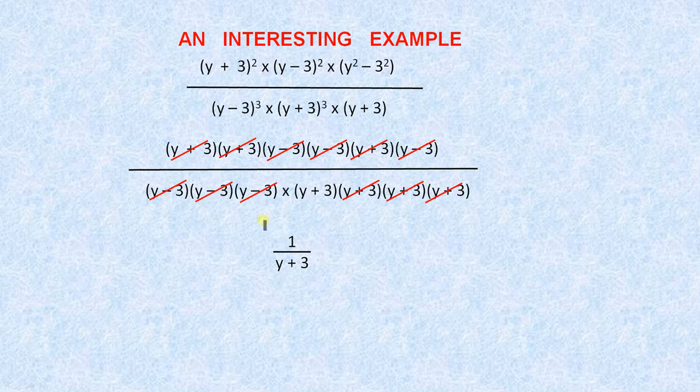So, from the numerator, we cancel 1, 2, 3 of the y plus 3's. And in the denominator, 1, 2, 3 of the y plus 3's. Back to the numerator, we cancel 1, 2, 3 of the y minus 3. 1, 2, 3 of the y minus 3. And what are we left with? In the numerator, we're left with 1, because 1 times 1 times 1 times 1 times 1 times 1 gives you 1. In the denominator, we're left with y plus 3. So the answer is 1 over y plus 3.